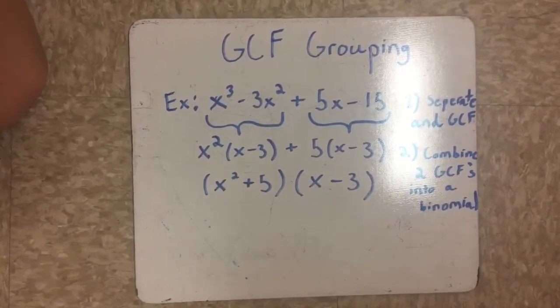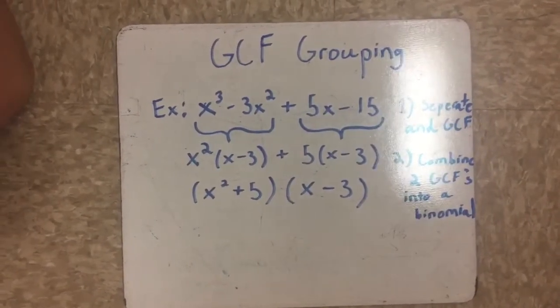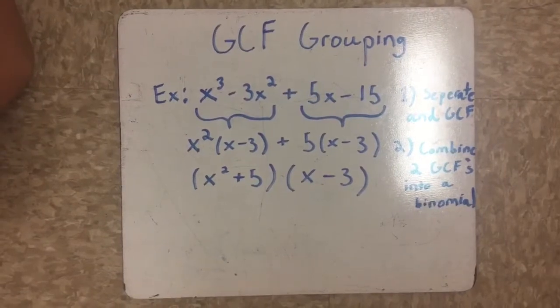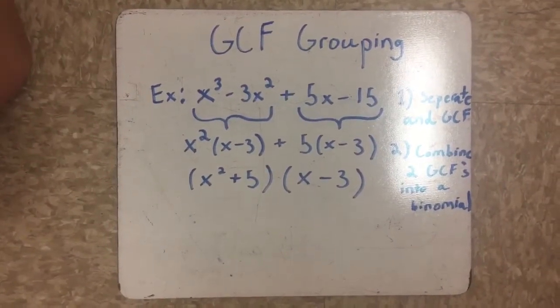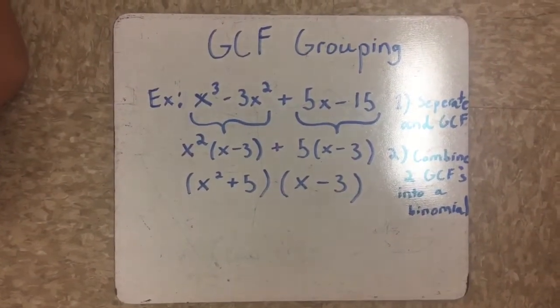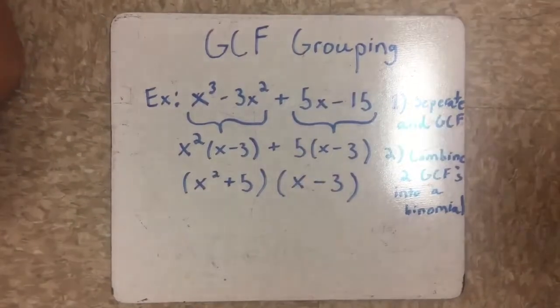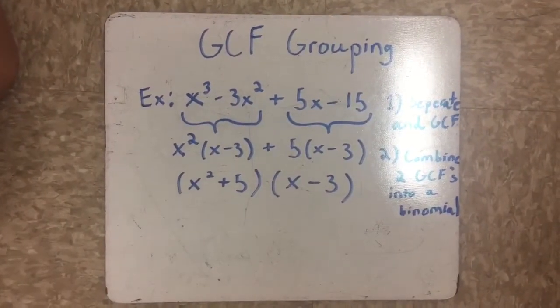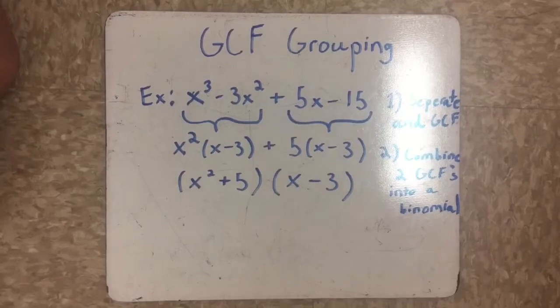In GCF grouping, there must be 4 or 6 terms. All terms do not have a common GCF, but small groups do. For example, x cubed minus 3x squared plus 5x minus 15.